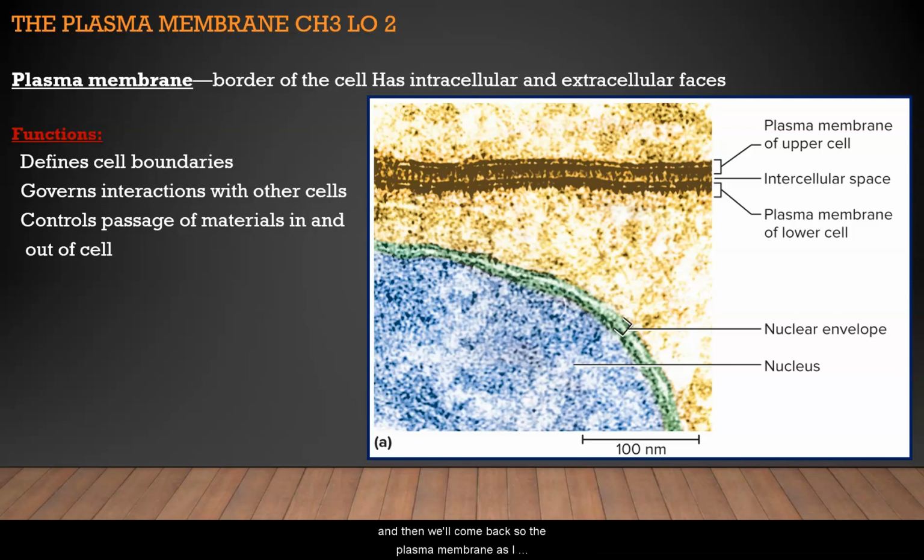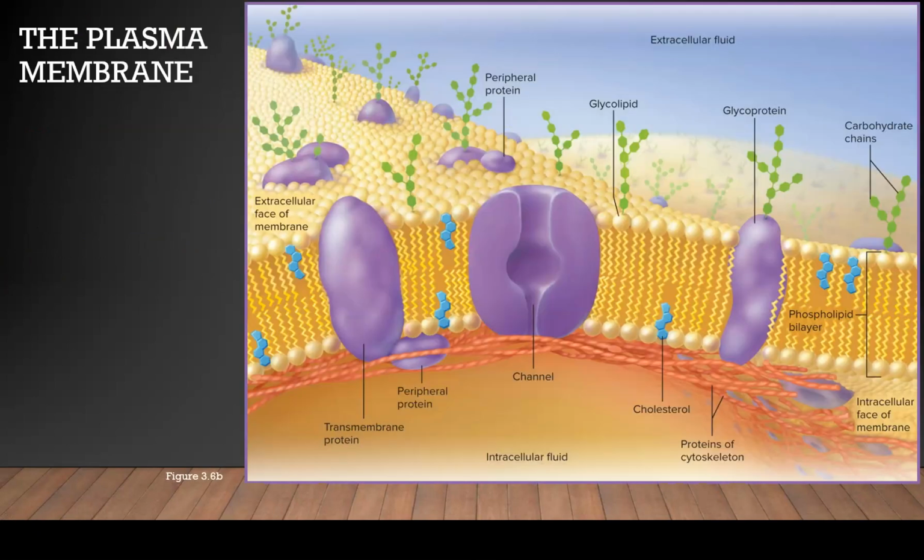So the plasma membrane, as I said, is the border of the cell, and it has intracellular and extracellular faces, meaning boundaries. The functions are to define the cell boundaries. It governs interactions with other cells, and it controls passages of materials in and out of the cell. Here's a look at what the plasma membrane might look like if you were able to zoom in really close to it. It is made up of mostly phospholipids. It's a double layer, or a bilayer, two layers of phospholipids. And there are things like glycolipids, glycoproteins, channel proteins, transmembrane proteins, and peripheral proteins, and we'll talk about all of these today.